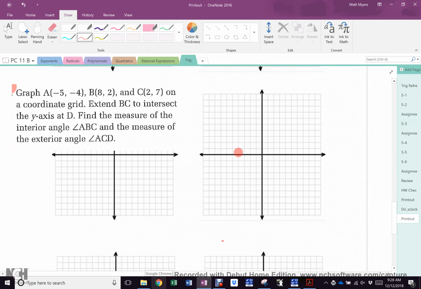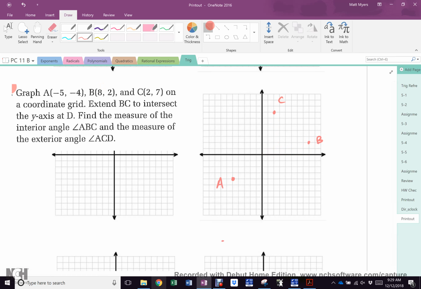1, 2, 3, 4, 5. 1, 2, 3, 4. Everybody happy? Excellent. 8, 2. 1, 2, 3, 4, 5, 6, 7, 8, 1, 2. B. Yeah? C. 2. 1, 2, 3, 4, 5, 6, 7. C. Extend BC to intersect the y-axis.